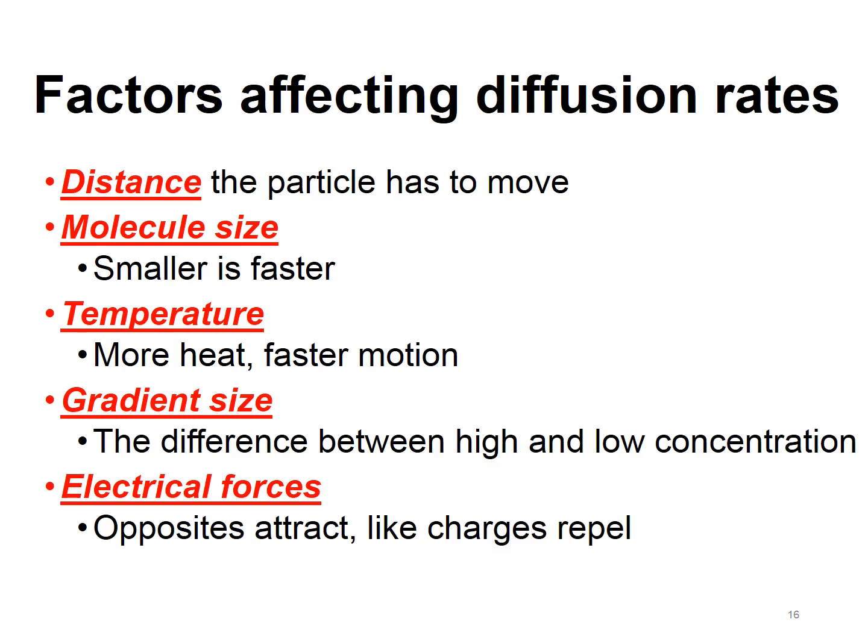Gradient size: how big is the difference between the different areas. The higher the difference between the high and the low concentration, كل ما يبقى كبير كل ما الـ diffusion هيبقى أسرع. So as time passes and we are eliminating the concentration gradient, for sure the diffusion rate is getting slower.